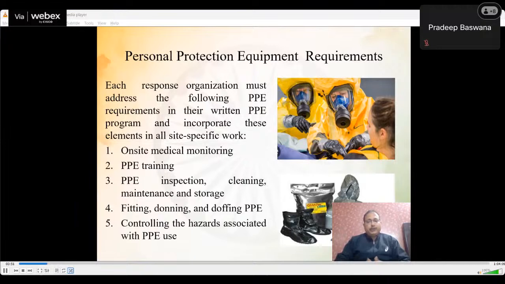Regarding PPE training, they should know how to properly use the PPE, how to go for inspection and cleaning, how to wear PPE, how to clean PPEs, and how to control hazards associated with the use of PPE. So one by one, we will try to understand what type of requirement there is whenever we are using PPE on site or after the incident.